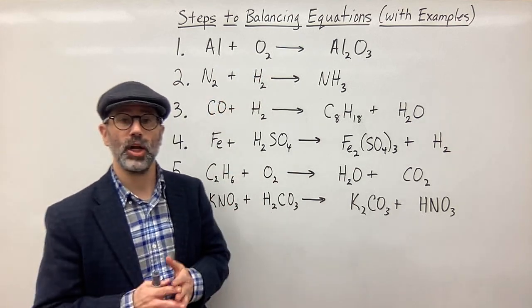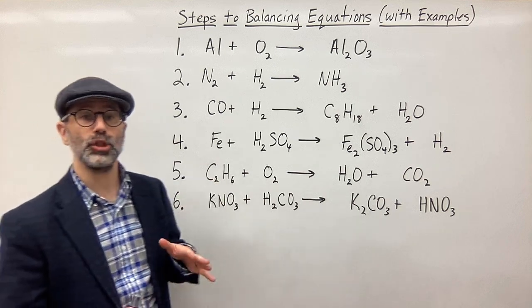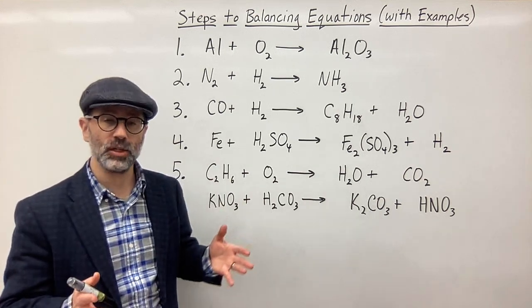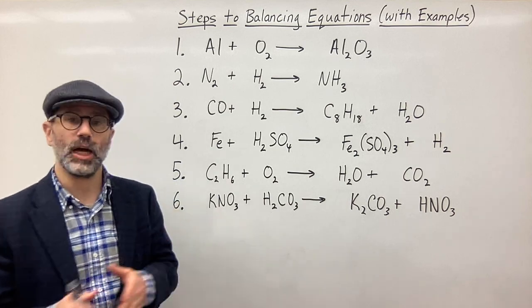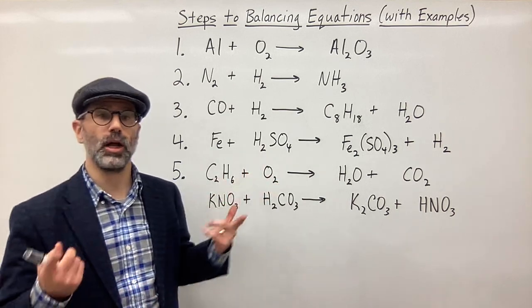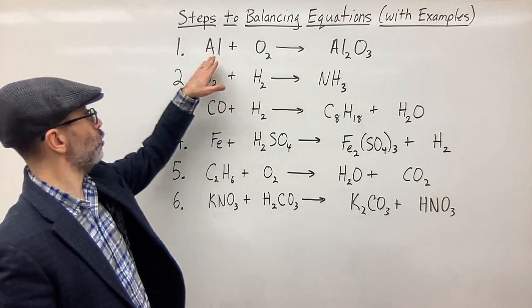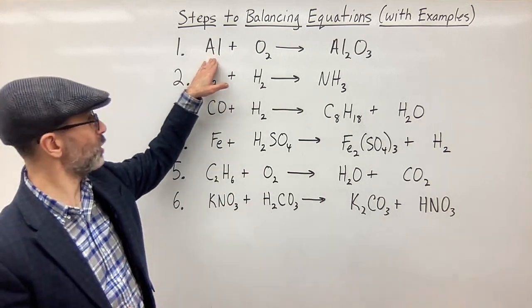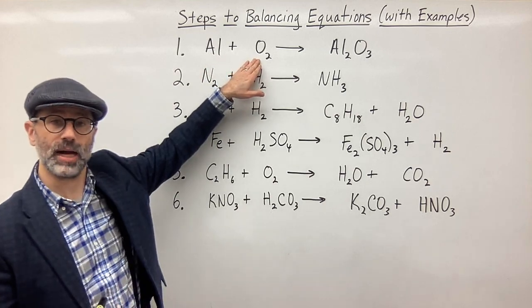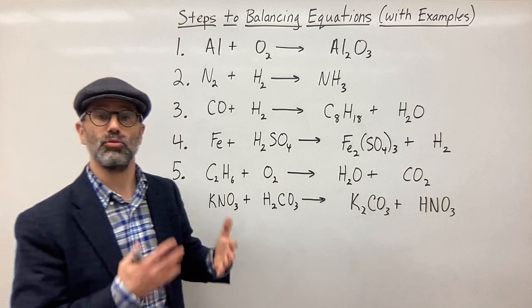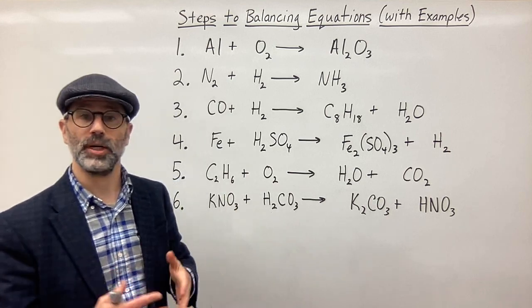Now the other thing I want to note here is step 2. It says that if you have an element by itself, save it for last. But here we have 2 elements by themselves. We have aluminum and we have oxygen. So aluminum is not part of a compound here, and oxygen is not part of a compound here. So which one do we choose? Well, we go to the other rules or steps to help us.